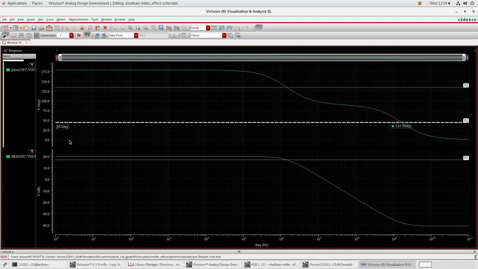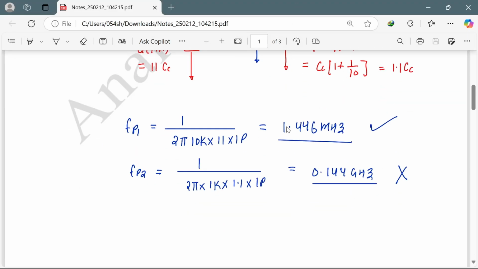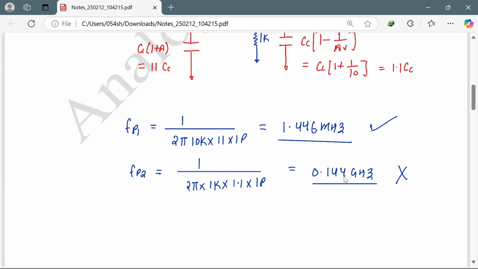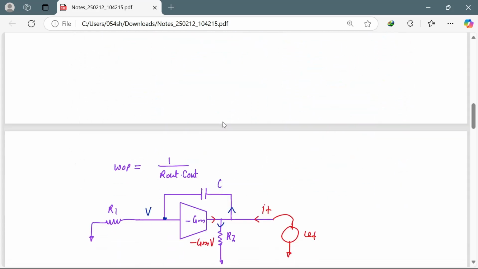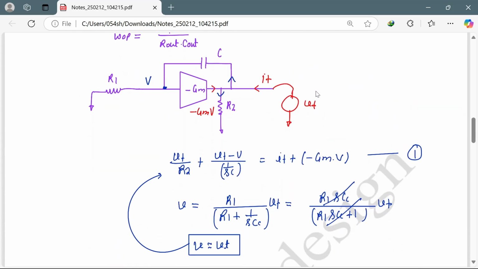Okay, so the second pole location is at 1.6178 gigahertz. Okay, 1.61 gigahertz. And what have we calculated? We have calculated 0.144, so the non-dominant pole frequency is not matching. So what is wrong in our calculation? Okay, let's see what is wrong in our calculation.